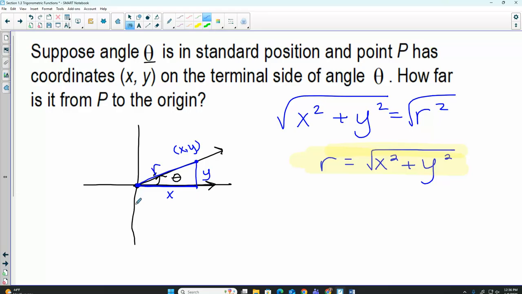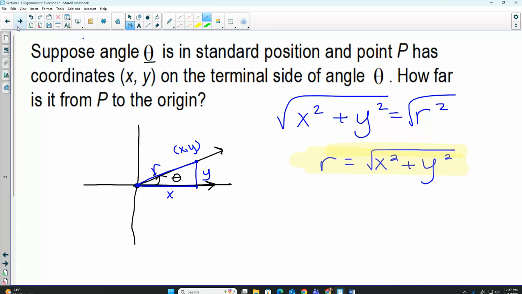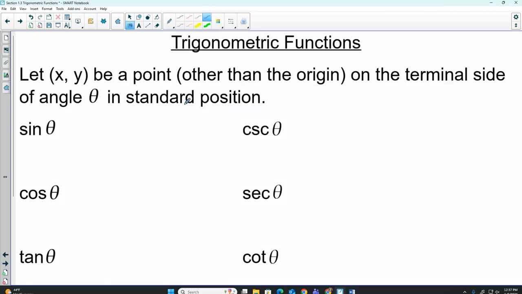All right. So now, this is what's really important. So if x, y is any point other than the origin on the terminal side of an angle in standard position. Okay, it's up to you if you want to write this little blurb or not. You don't have to. It's going to be kind of the assumption for everything moving forward. These functions are the 6 trig functions, and they are the only 6 trig functions, so the only ones we will ever have.